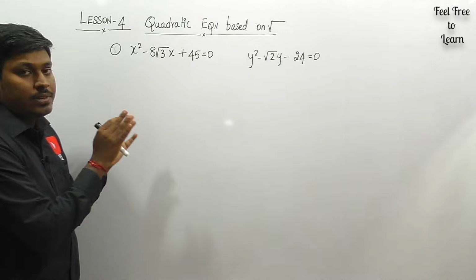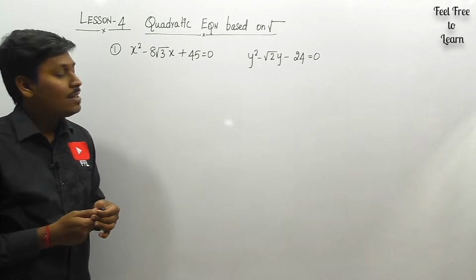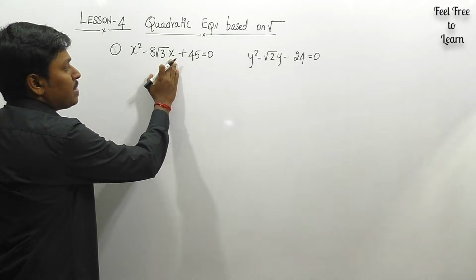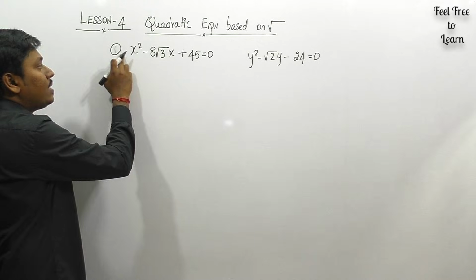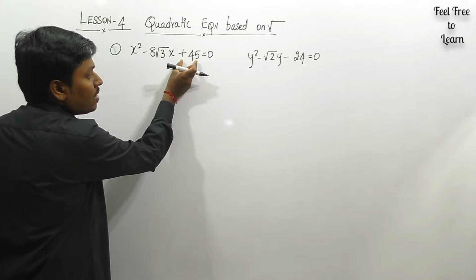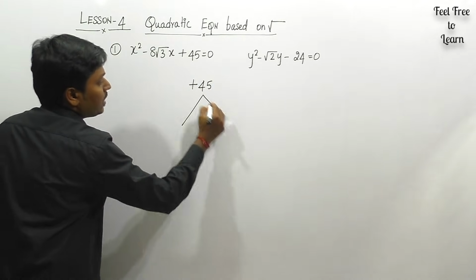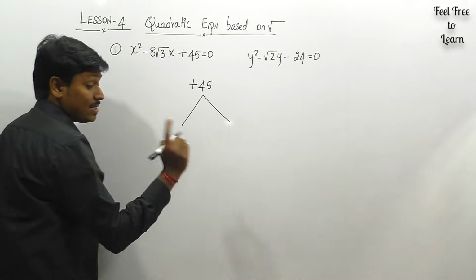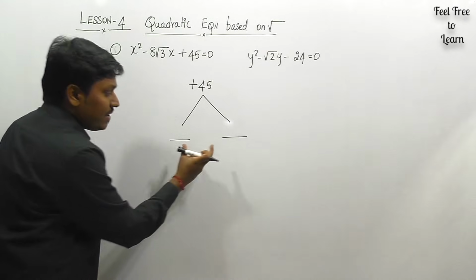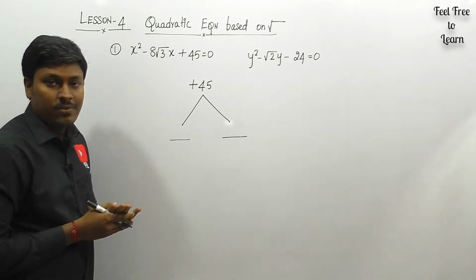So listen to the concept carefully, how I am solving. Apply the concept for all questions like this and you will easily get the answer, right? So let me move on to question number 1, friends. x square minus 8 root 3 x plus 45 is equal to 0, and before x square there is no constant. So according to lesson number 2, if there is no constant before x square, we concentrate on the last number, that is plus 45. The two numbers that we multiply, the result should be 45. When we add the two numbers, the result should be minus 8 root 3. So we need to find the factors for this given equation.